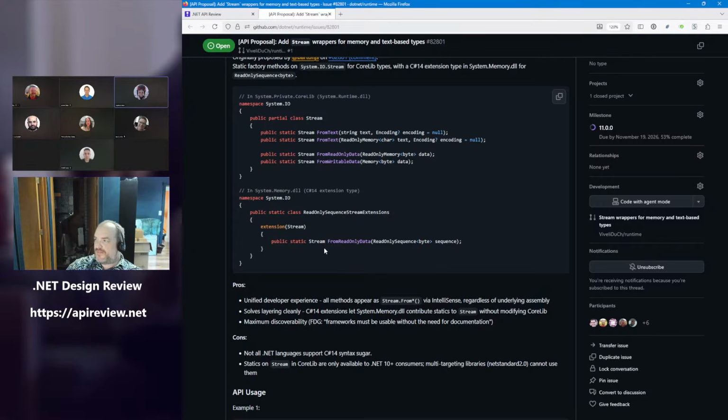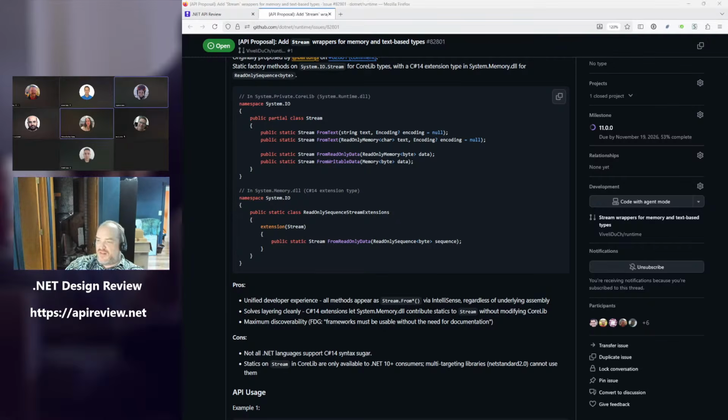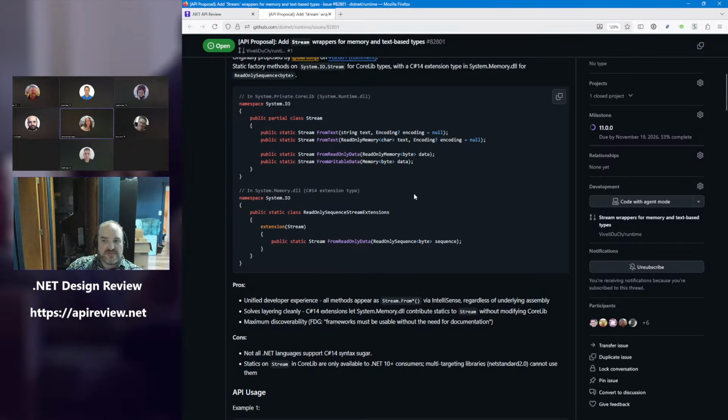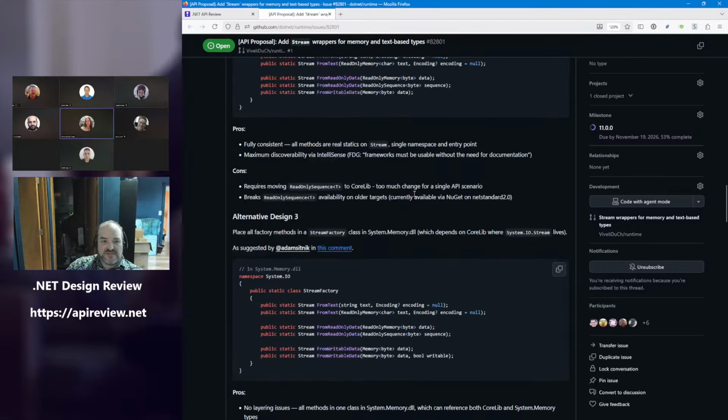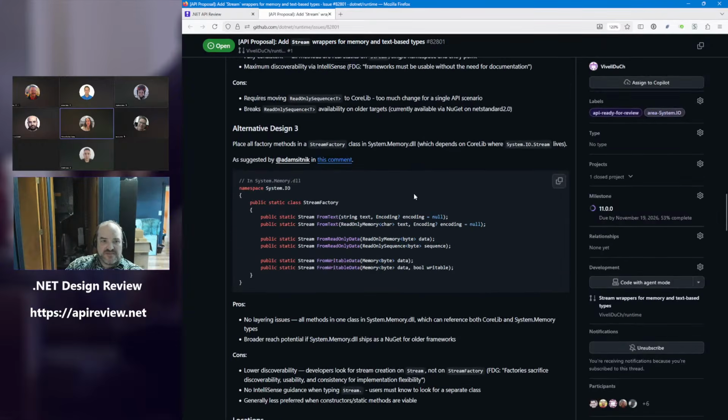But yeah, as far as the extension method goes, I agree with Eric that we should probably push read-only sequence down to system private corelib or whatever. Yeah, if you could please, Jeremy, move it to show the alternative design tree, just to see the pros and cons of that one.